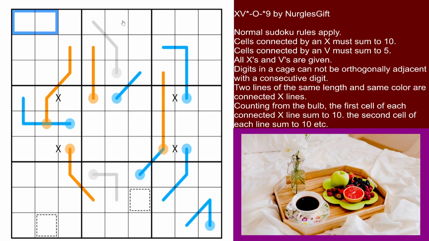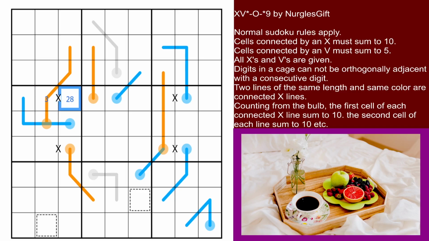Normal Sudoku rules apply. That means each row, each column, and each 3x3 box contains the digits 1 to 9 only once without any repetition. Cells connected by an x must sum to 10. So we see some x here, and that means whatever digits we put around here must sum to 10. The simple example is, if we have 3 here, then we must have 7 here. You cannot have anything else, like 2 or 8, because those then will not sum to 10.